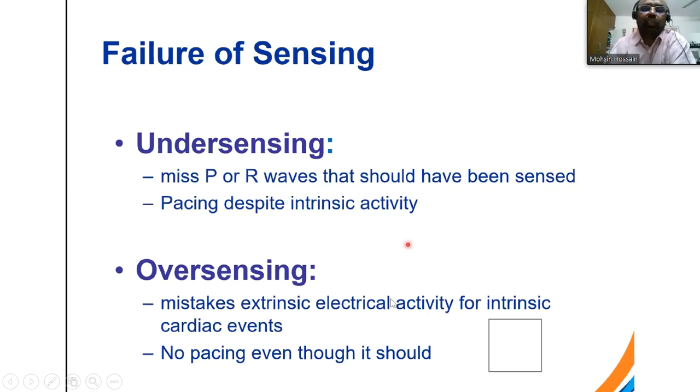And I'll give you the example. There is no pacing event, though there should be, because it saw other electrical activity apart from the cardiac activity. I'll show you, and that will be mistaken as intrinsic, and it will inhibit, and it does not give the pacing.